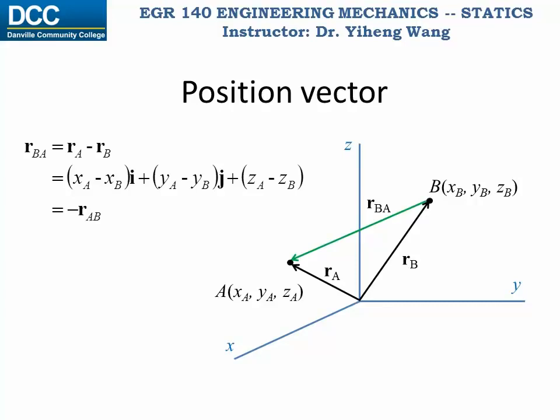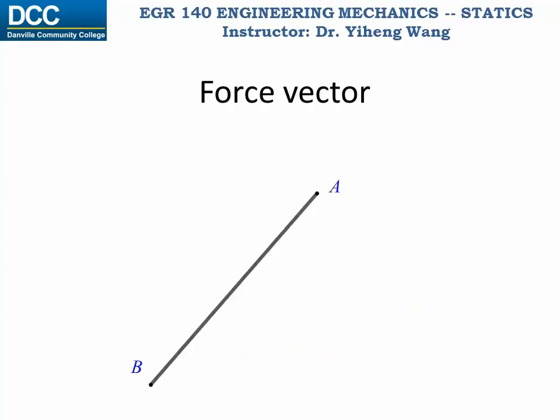On the other hand, the relative position of point A relative to point B is expressed by the opposite vector RBA that starts from point B and ends on point A, and RBA equals RA minus RB, and it also equals negative RAB.